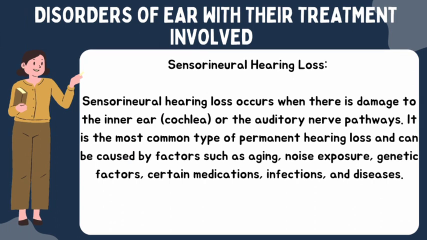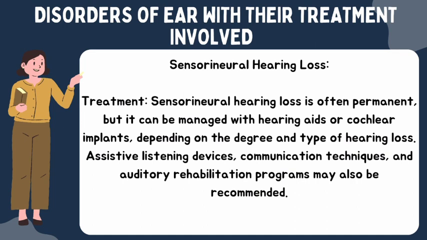Fifth, sensorineural hearing loss. Sensorineural hearing loss occurs when there is damage to the inner ear, cochlea, or the auditory nerve pathways. It is the most common type of permanent hearing loss and can be caused by factors such as aging, noise exposure, genetic factors, certain medications, infections, and diseases. Treatment: sensorineural hearing loss is often permanent, but it can be managed with hearing aids or cochlear implants, depending on the degree and type of hearing loss. Assistive listening devices, communication techniques, and auditory rehabilitation programs may also be recommended.